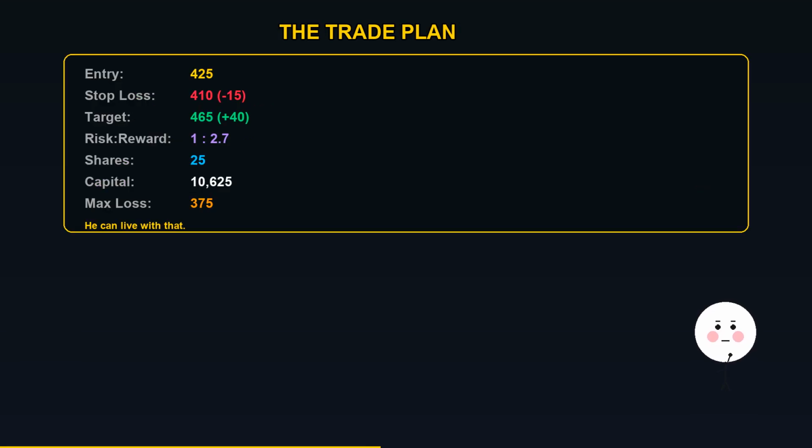The trade plan. Entry 425. Stop loss at 410. That is 15 rupees below entry. If ITC breaks below 410, the support thesis is dead. Get out. Target 465. That is the top of the range, 40 rupees above entry. Risk 15 rupees. Reward 40 rupees. Risk to reward ratio 1 to 2.7. Rahul buys 25 shares. Total capital deployed 10,625 rupees. Maximum loss 375 rupees. He can live with that.